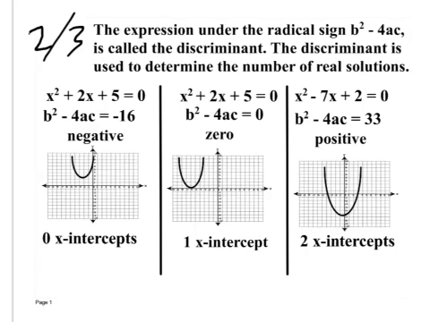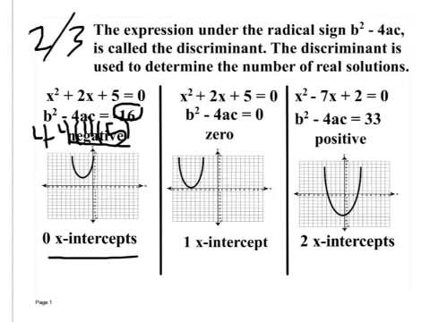If you look, we have x squared plus 2x plus 5. So what would b be? 2. What's 2 times 2? 4. Minus 4 times a, what's a? 1. What is c? 5. What's 4 times 5? 20. What's 4 minus 20? Negative 16. Since it's negative, it means it does not have an x-intercept.